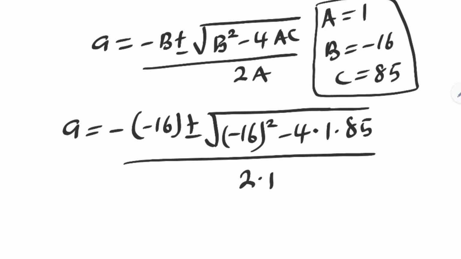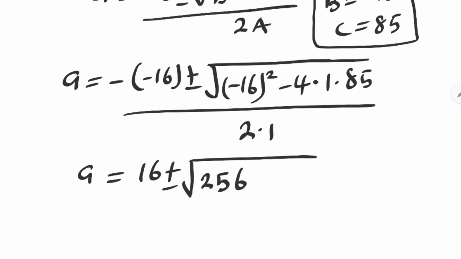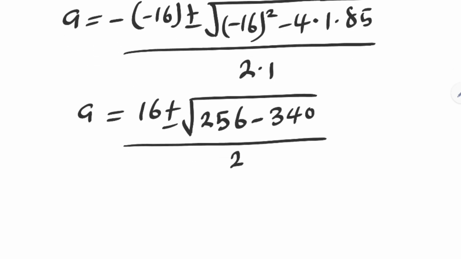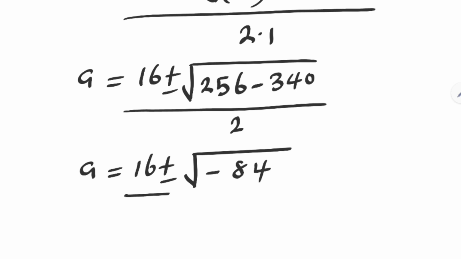2 multiplied by 1. A is equal to minus times minus 16, this is 16 plus or minus square root of minus 16 square, that is 256, minus 4 multiplied by 1 multiplied by 85, that is 340, over 2 multiplied by 1, 2. A is equal to 16 plus or minus square root of 256 minus 340, that is minus 84, over 2.